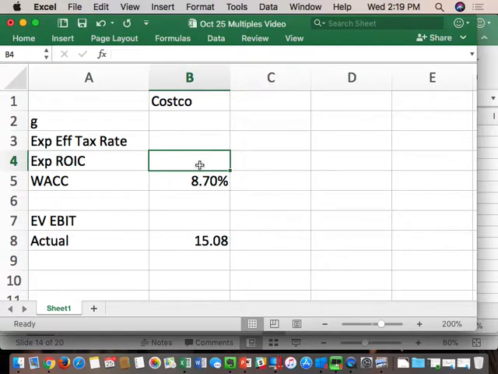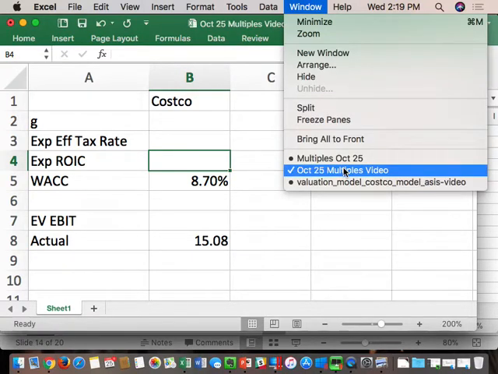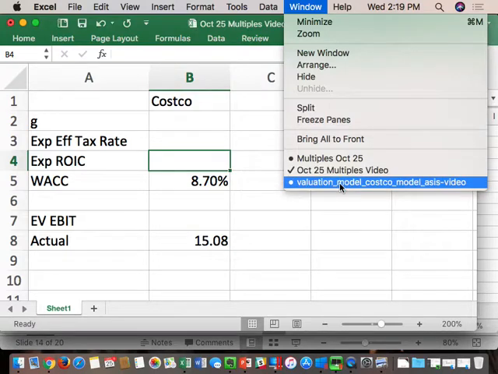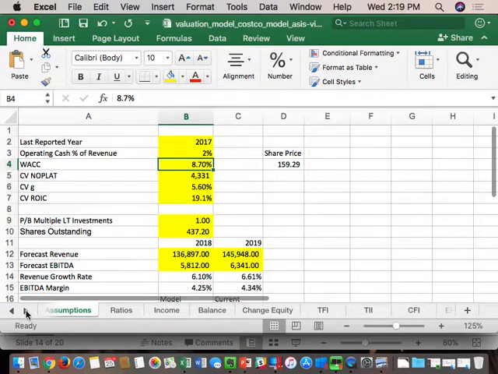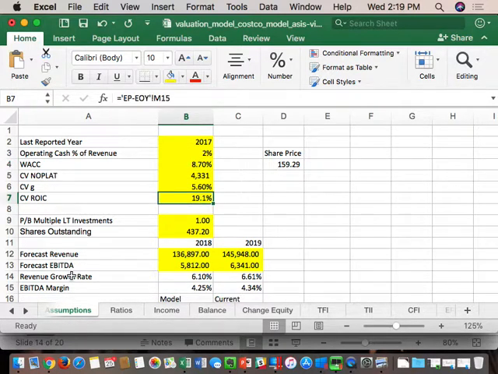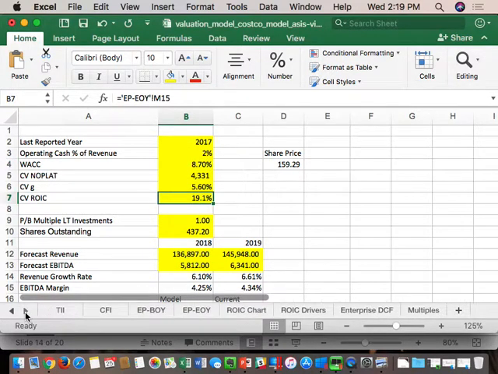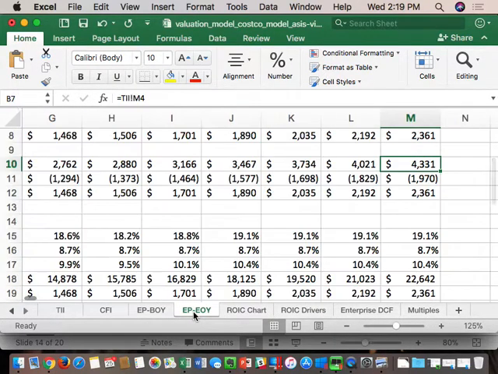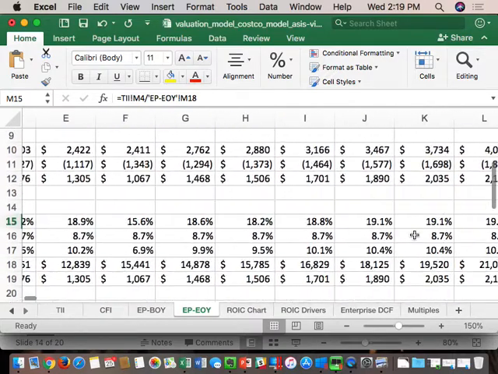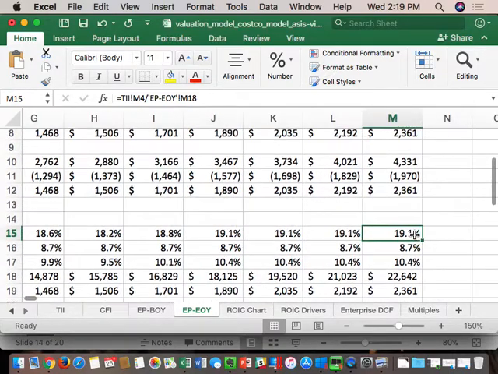This is a representative ROIC into perpetuity. In the model, we had forecasted 6 years of Costco, and year 6 was the perpetuity value that we were using. So if I go back to the valuation, that was this continuing value ROIC of 19.1, which came from here. 19.1 was the expected ROIC into the future based on our forecasted as-is valuation, right?